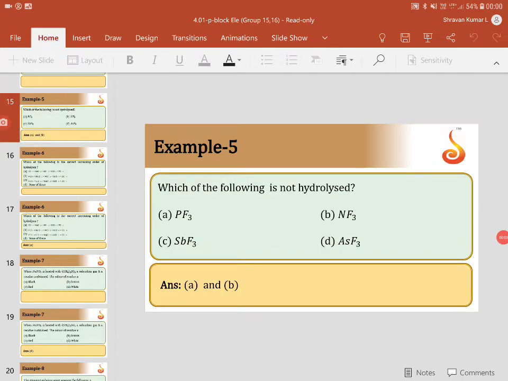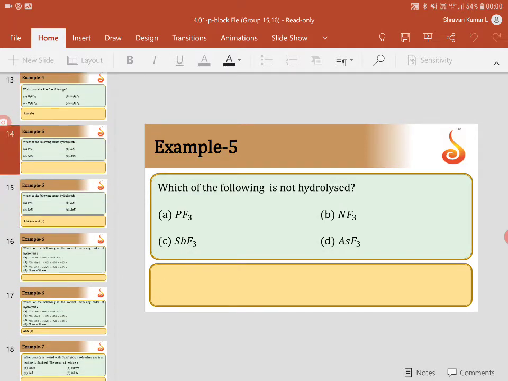This is example number 5. Which of the following is not hydrolyzed? This is from P Block Elements Group 15/16, Lecture 1, Stage 1, slide number 15. This question is very simple: which of the following cannot be hydrolyzed? Option A is BF3, option B is NF3, option C is SbF3, and option D is AsF3. Okay, great.